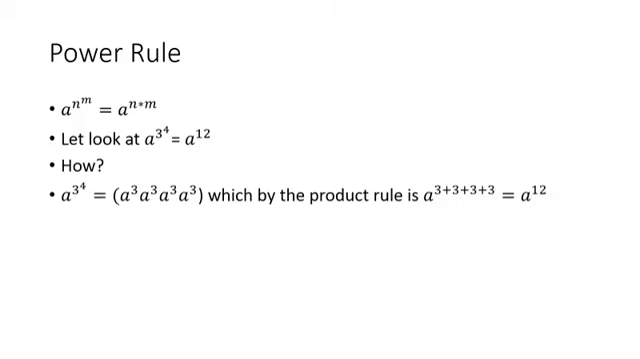And how does this work? We can think of a to the power of 3, to the power of 4, as a cubed times a cubed times a cubed times a cubed, which by the product rule is a to the power of 3 plus 3 plus 3 plus 3, or 3 times 4, which equals 12.